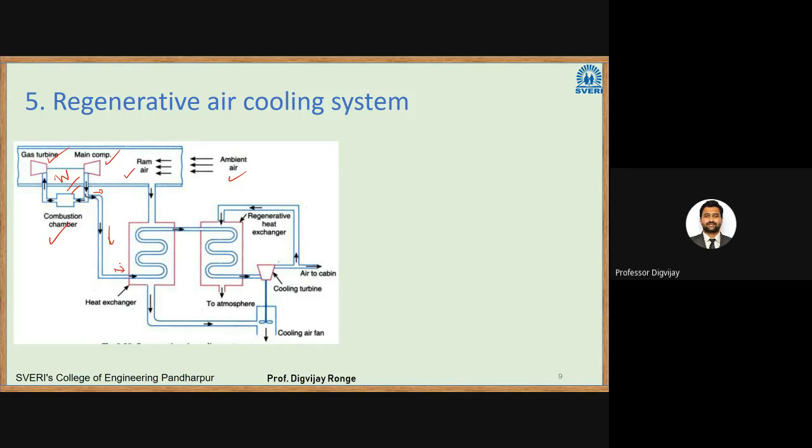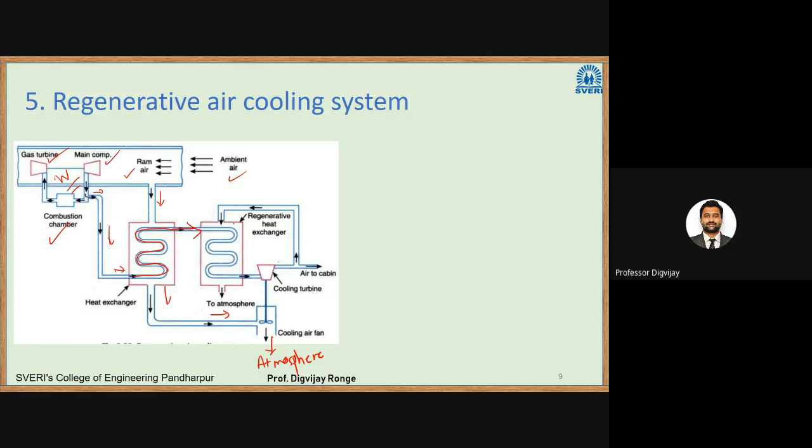So in the case of the regenerative air cooling system, we have two heat exchangers. This ram air is bypassed here, and this air is used to cool this compressed air. Okay, so this compressed air will get cooled, right? And this ram air will be sent to the cooling air fan, from where it is sent to the atmosphere. Again, this air is first cooled in this heat exchanger. Again it is passed to the regenerative heat exchanger.